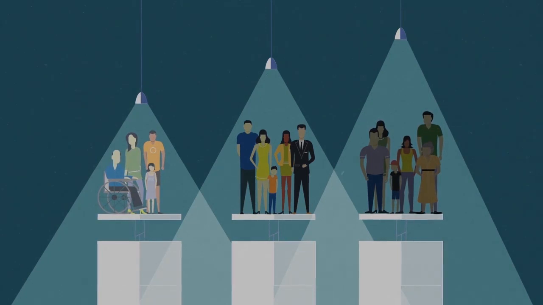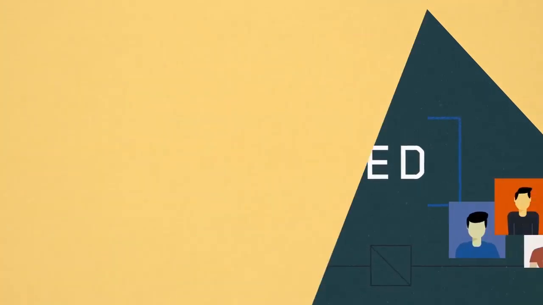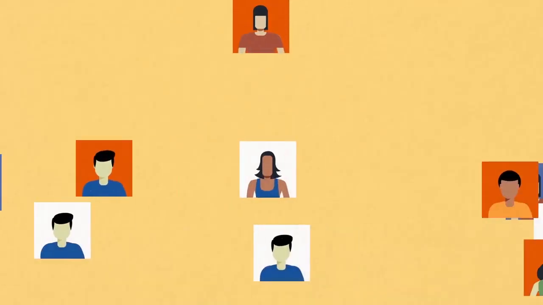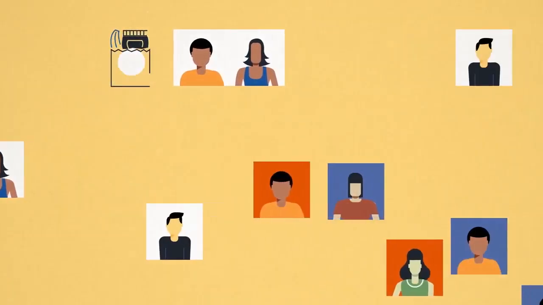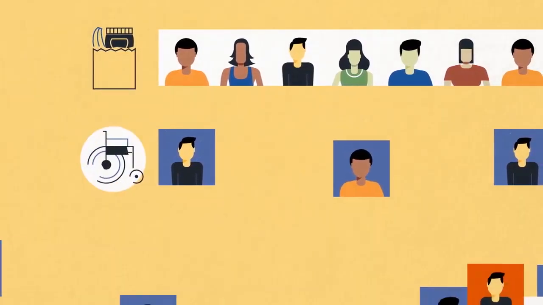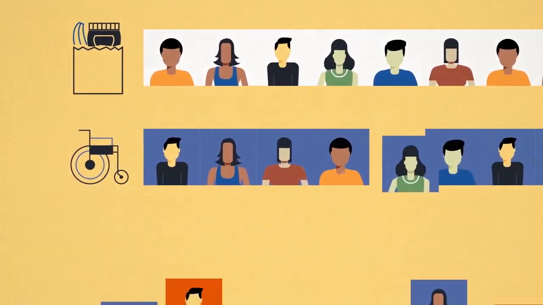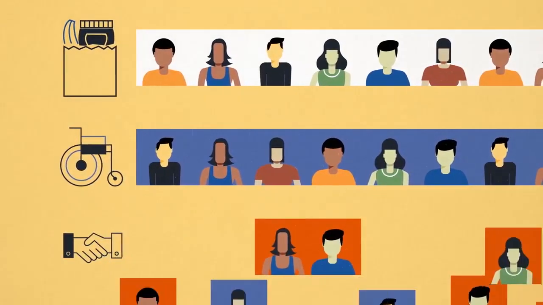In contrast to universalism, targeted approaches are commonly used. Targeted policies provide benefits or protections based on group membership or status. SNAP, the food stamp program, conditions benefits on income level. The Americans with Disabilities Act requires public accessibility for disabled groups. And affirmative action focuses on historically disadvantaged groups.